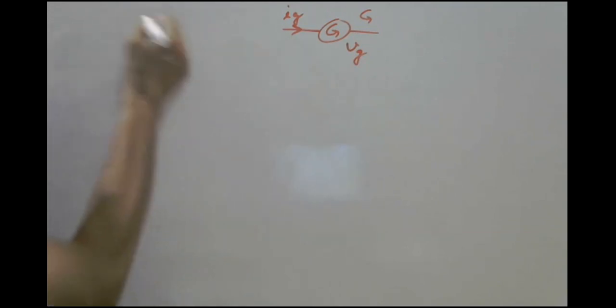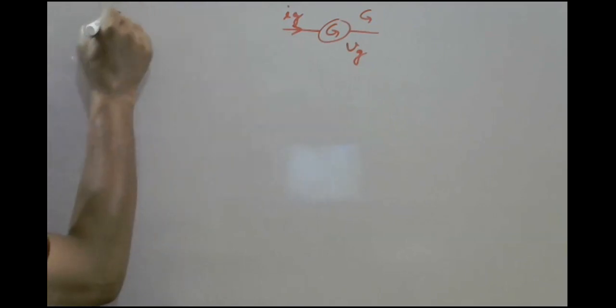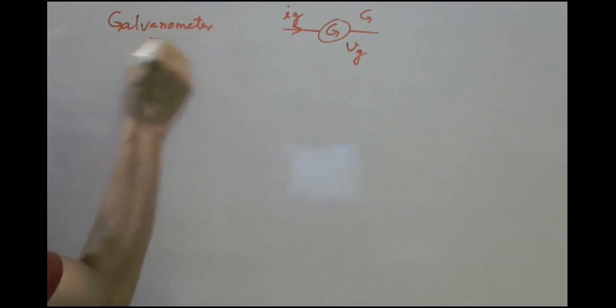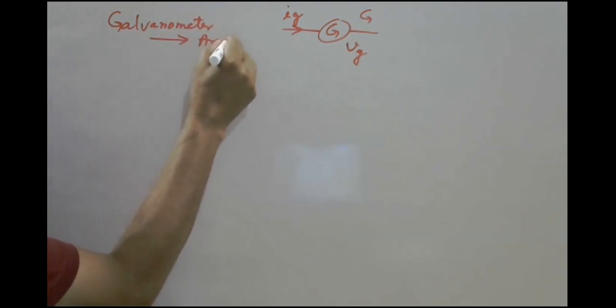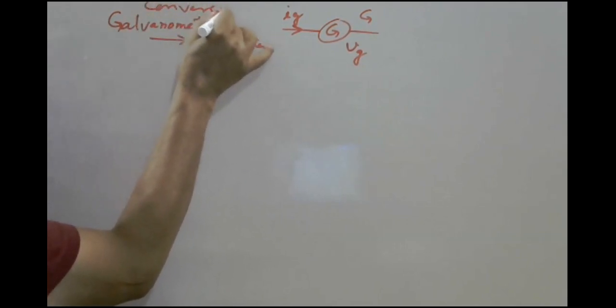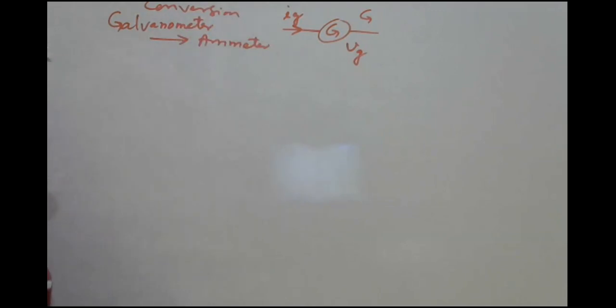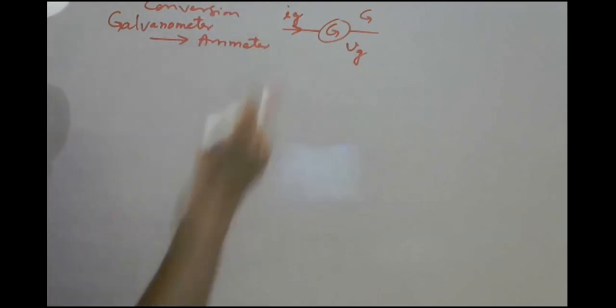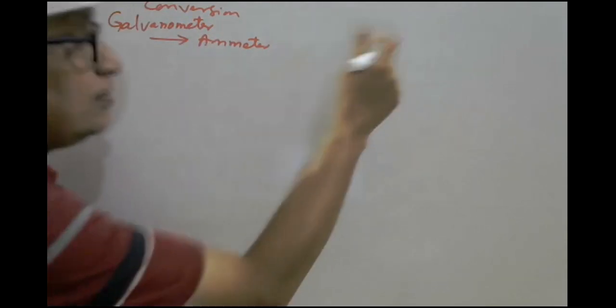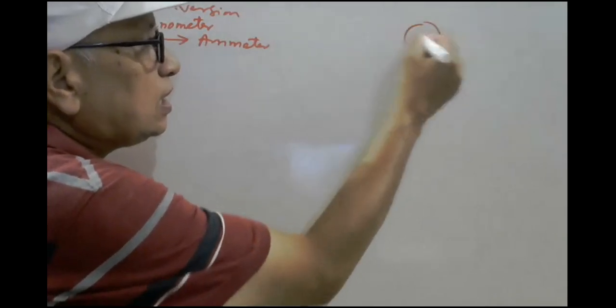So the first topic here is how to convert a galvanometer to an ammeter. There is a conversion here from galvanometer to ammeter. Let us discuss it with a numerical problem as well as the derivation. With the help of the numerical we understand how we convert. Let us discuss, this is the galvanometer here.